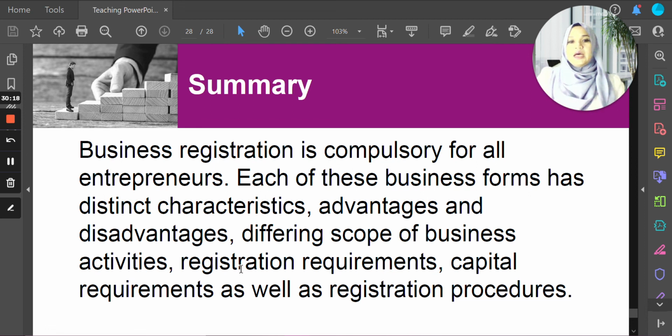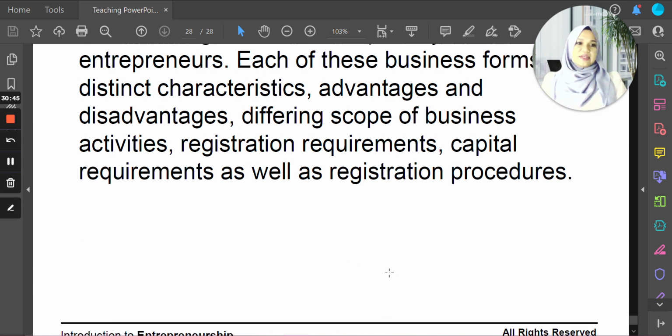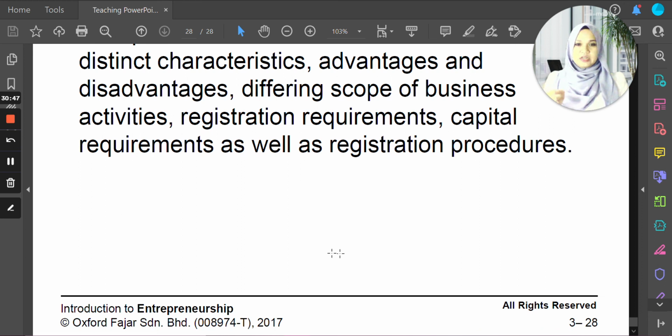Okay, so each of these business forms has distinct characteristics, their own advantages, pros and cons, right, and differing on the scope of business activities, the registration requirements, and also capital requirement, as well as the registration procedure. Like I told you, if you want to open up a private limited company, the registration procedure will be much more complicated as compared to the easiest one just now, which is the sole proprietorship. Okay, so with that, we finish the third chapter for this ENT300.